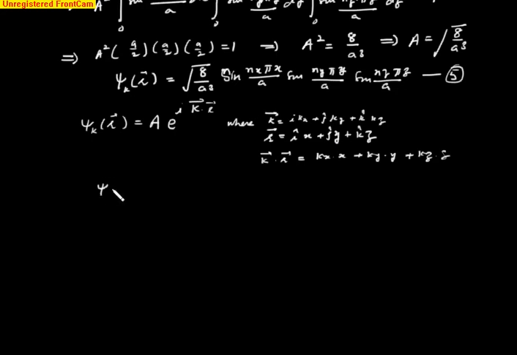So we get the general solution of equation number 2 as A, which is still unknown, we have to determine its value, times e to the i, and inside the bracket we can put kx times x plus ky times y plus kz times z. Let us represent this as equation number 7. This is the more general solution of the Schrodinger wave equation of a free electron. Now, this wave function represents the electron. We know that this electron must not exist at the boundary x equal to 0 and x equal to a, because the potential there is infinite.